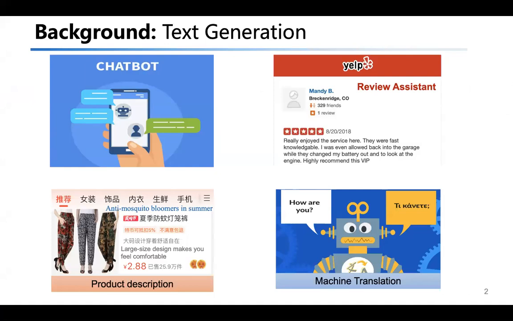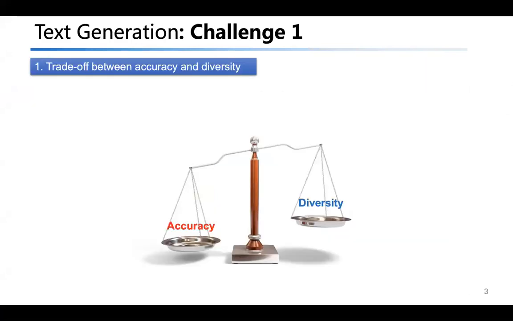Text generation has been widely used in many different applications, such as chatbot, review assistant, product description, and machine translation. However, there are some challenges for text generation. The first one is a trade-off between accuracy and diversity. If you want to improve the diversity of generated text, it will reduce the accuracy.